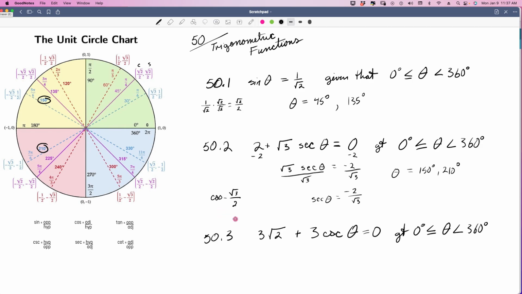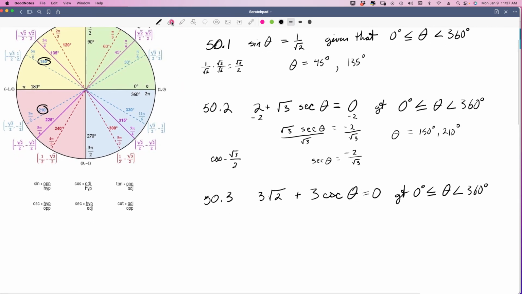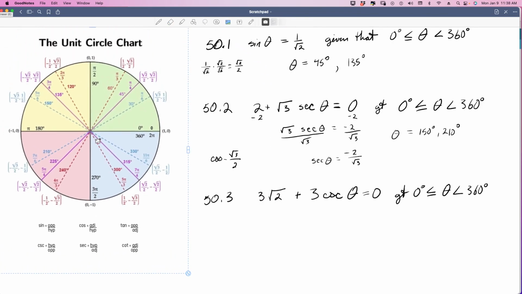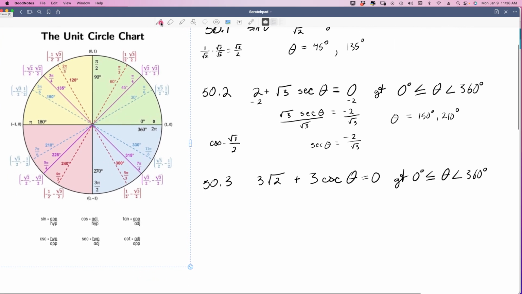Okay, let's look at 50.3. I'm going to move this up just a hair, but we'll come back to the unit circle as we need to. Actually, I can just move it down. I'll just move it down with our problem so we don't have to move much at all. We can roll this back up. That helps a lot.